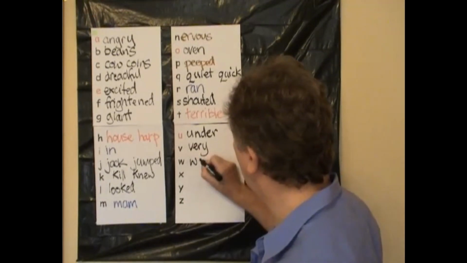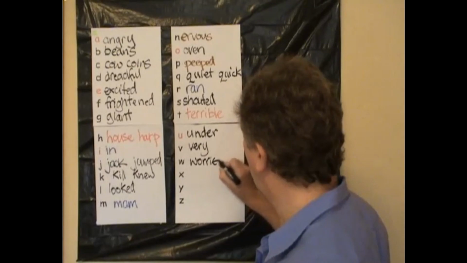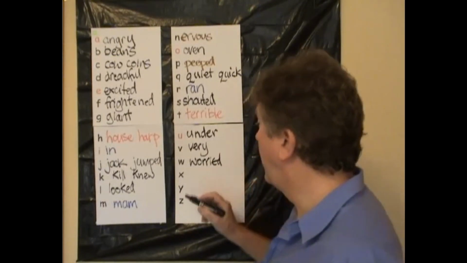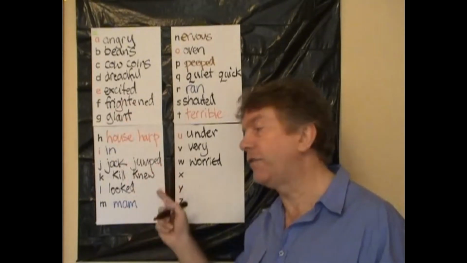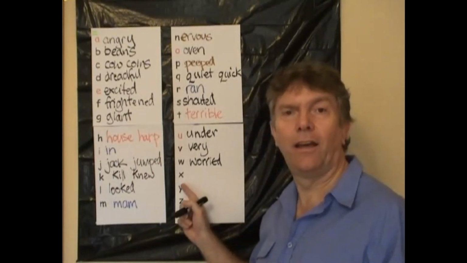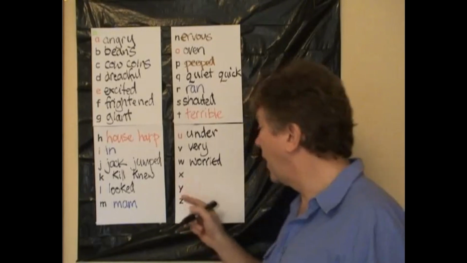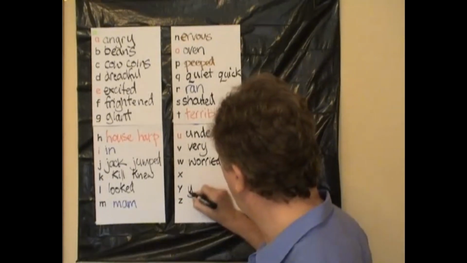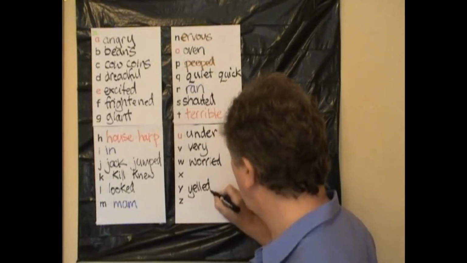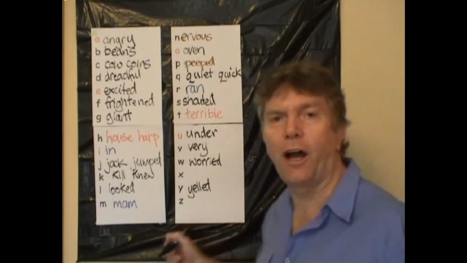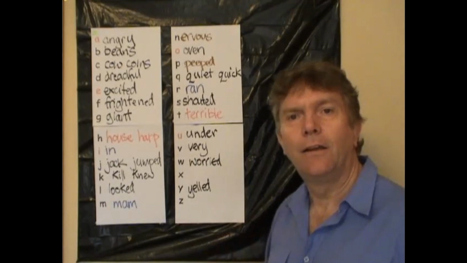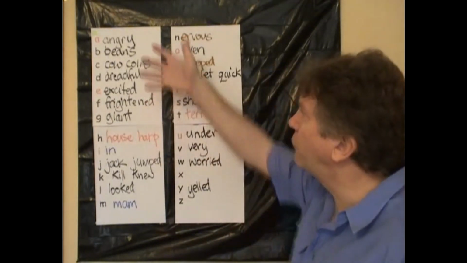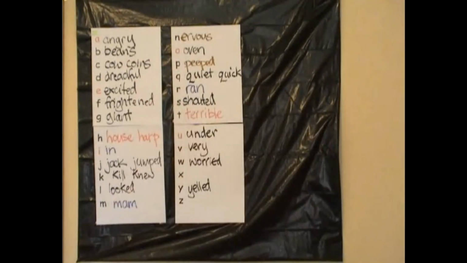Worried. Or wonderful. I know that I did say that you've got to use all of the letters of the alphabet. Well, sometimes you might just have to miss one out. Yelled. And if you want to try and give the children puns, well, you've got the Z for sleeping.